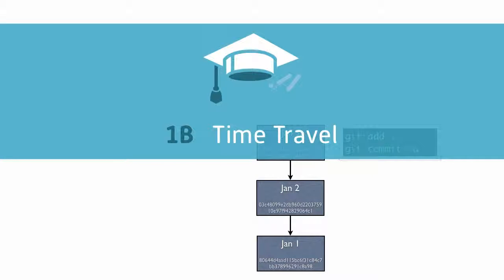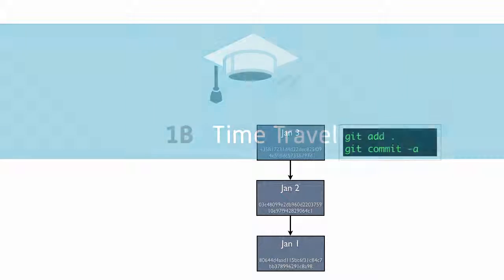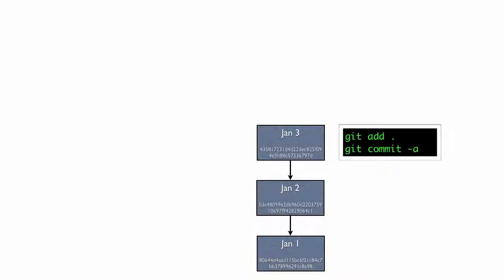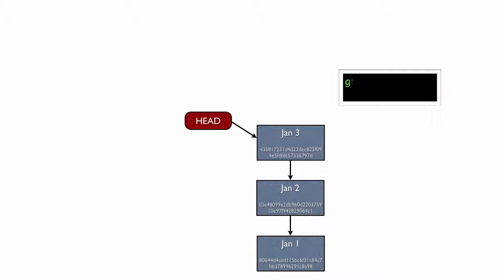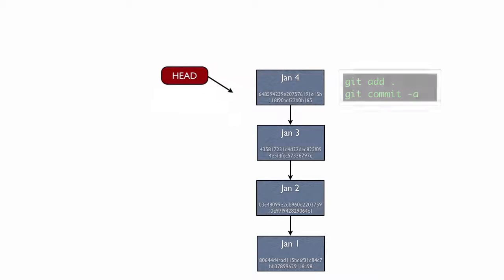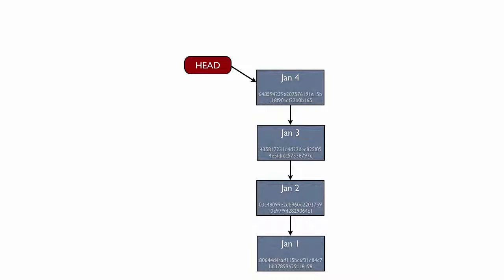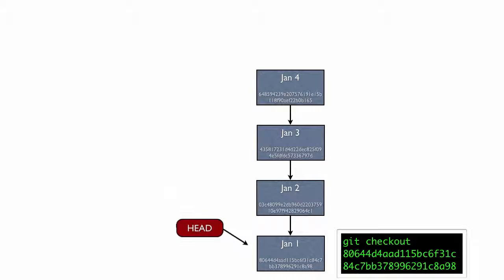One of the neat things about version control systems is that you can travel back in time to see what your source code looked like in the past. You can go back to any commit in your version history. Git calls your current position in the version history the head. As you make commits, Git updates the head to point to your most recent changes. To go back in time, you use the git checkout command. When you do, Git moves the head to the commit you asked for and updates your files to match.